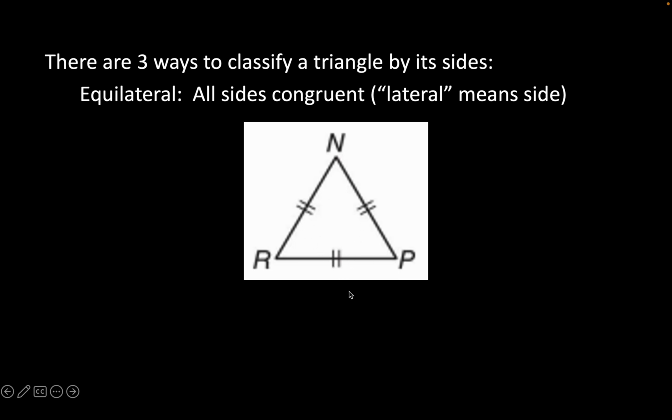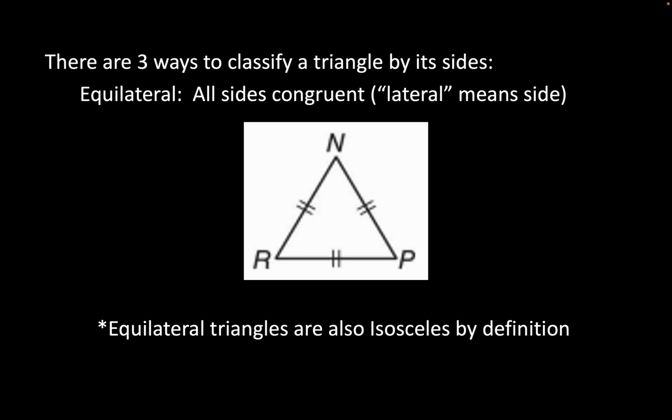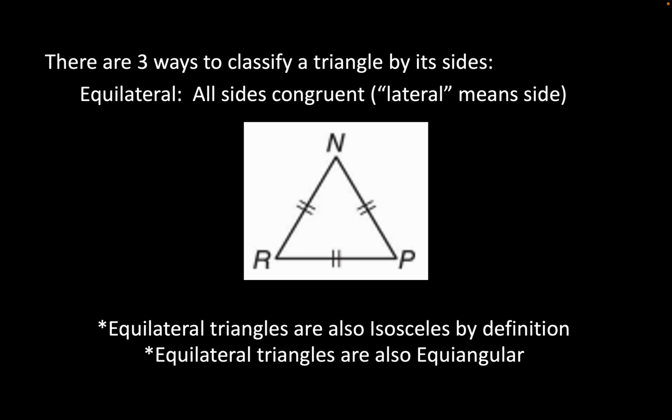Now, here's what's special about equilateral triangles. Equilateral triangles are also equiangular triangles. They're also equiangular, but again, they're also isosceles, but don't let that confuse you because remember isosceles said at least two, which we have three, but don't let that mess you up. If it has three sides, it's called equilateral. You can call it isosceles, but it's called equilateral.